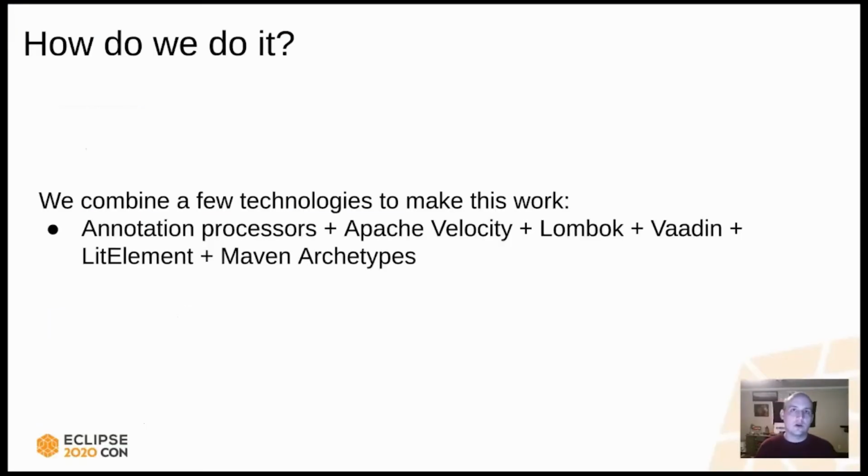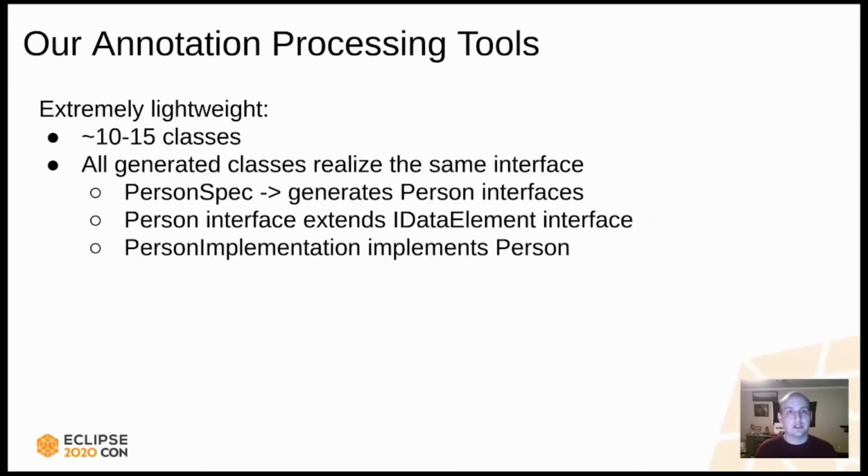Okay, so what you just saw, how did we do it? We combine a few technologies to make this work, and you can reuse all of these on your own project. These are all open source, and even the pieces that we've built in ICE, if you want to try reusing those, they're open source as well. So we combine our annotation processors with Apache Velocity for template processing, Lombok for bytecode manipulation, Vaadin and LitElement for web form generation, and Maven archetypes for project generation.